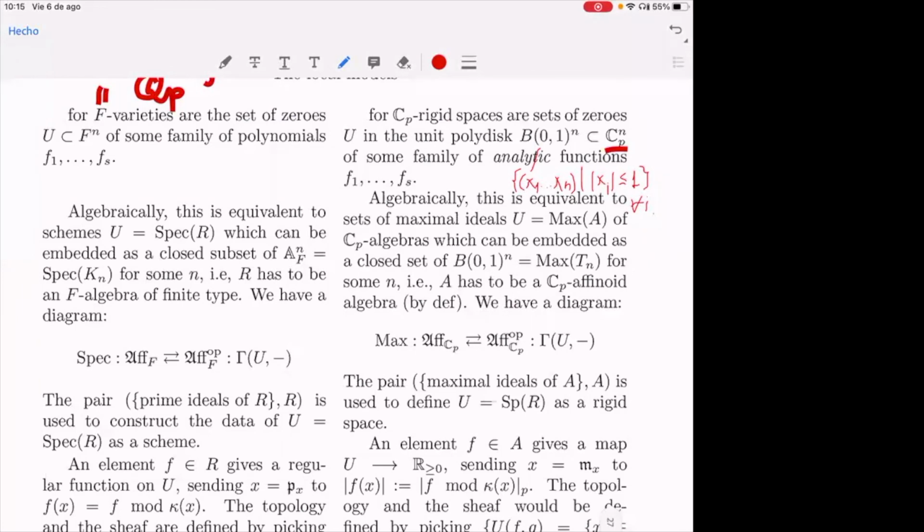Anyways, so I have some kind of functions which I can interpret as analytic functions over this set. I will tell you later which are these. And I'm saying that the local models that I'm going to allow are those that can be described as a zero set of some family of analytic functions inside this space. As I said, for algebraic varieties, I can allow local models which are zero sets of polynomials in some affine space.